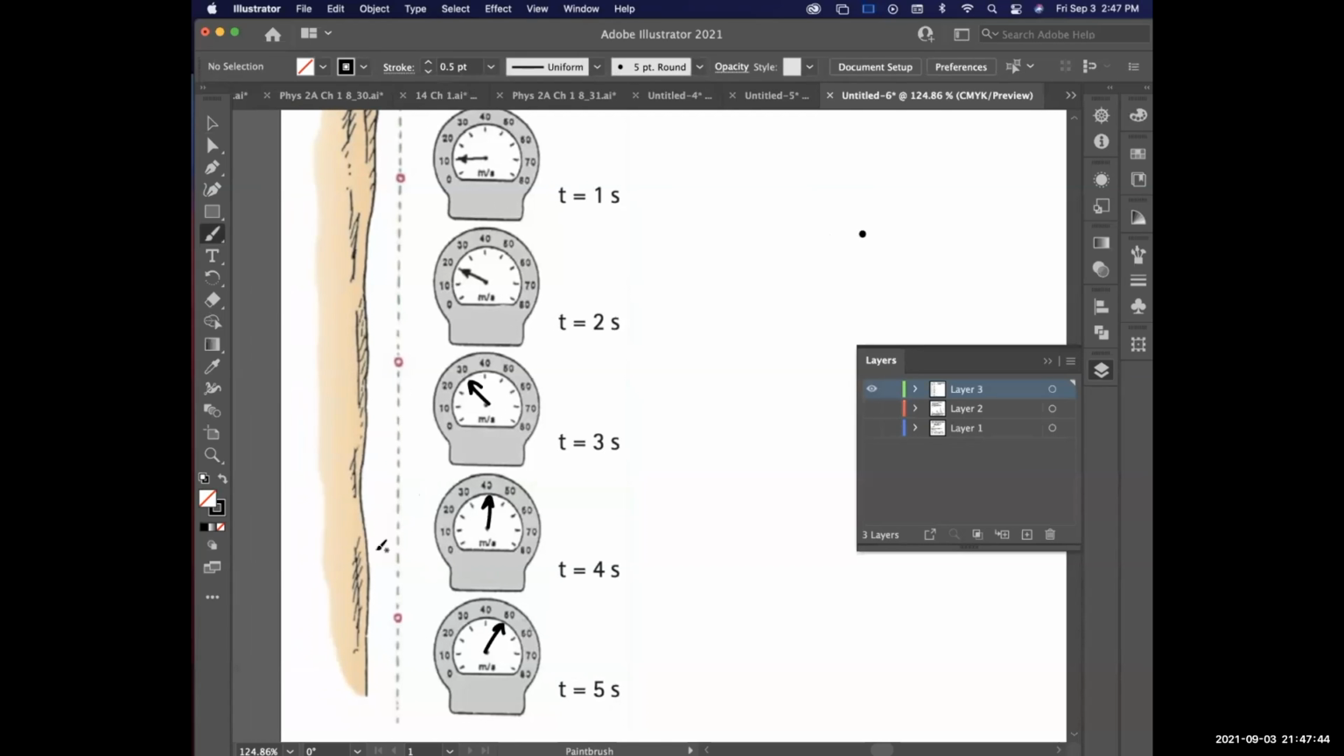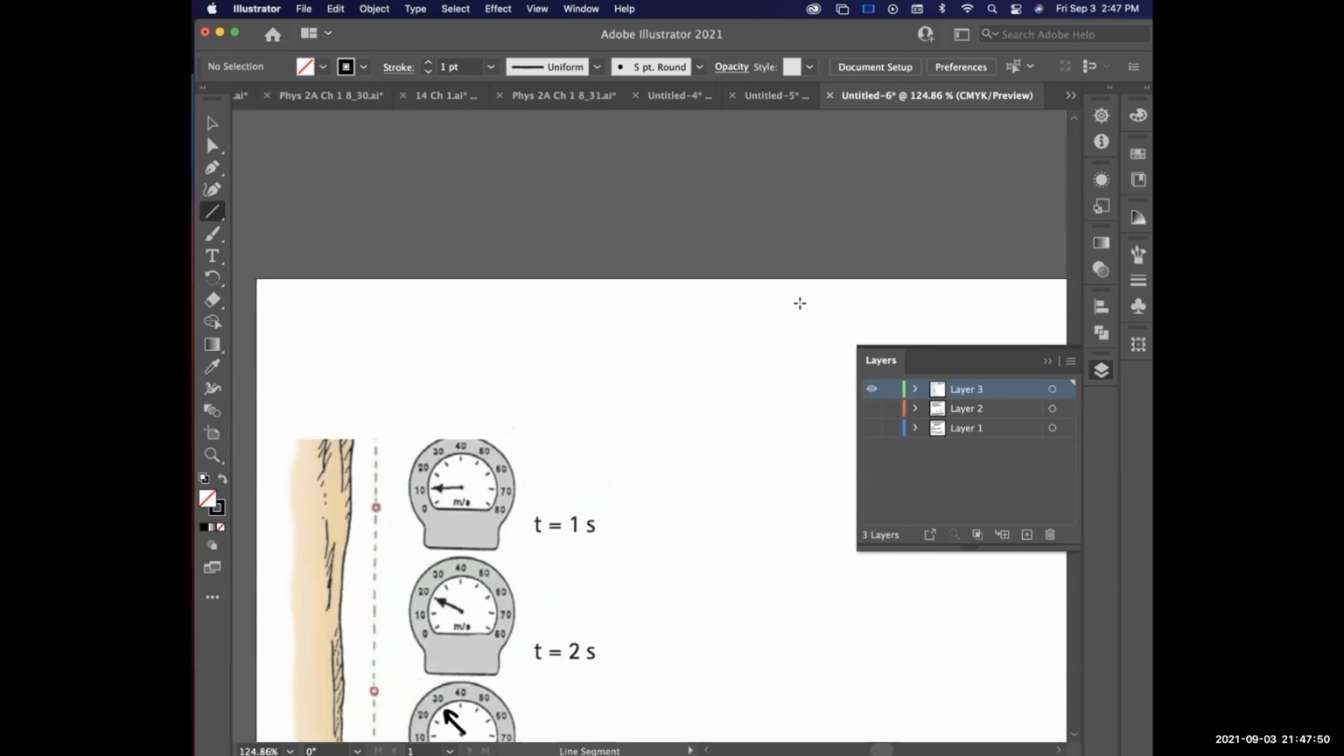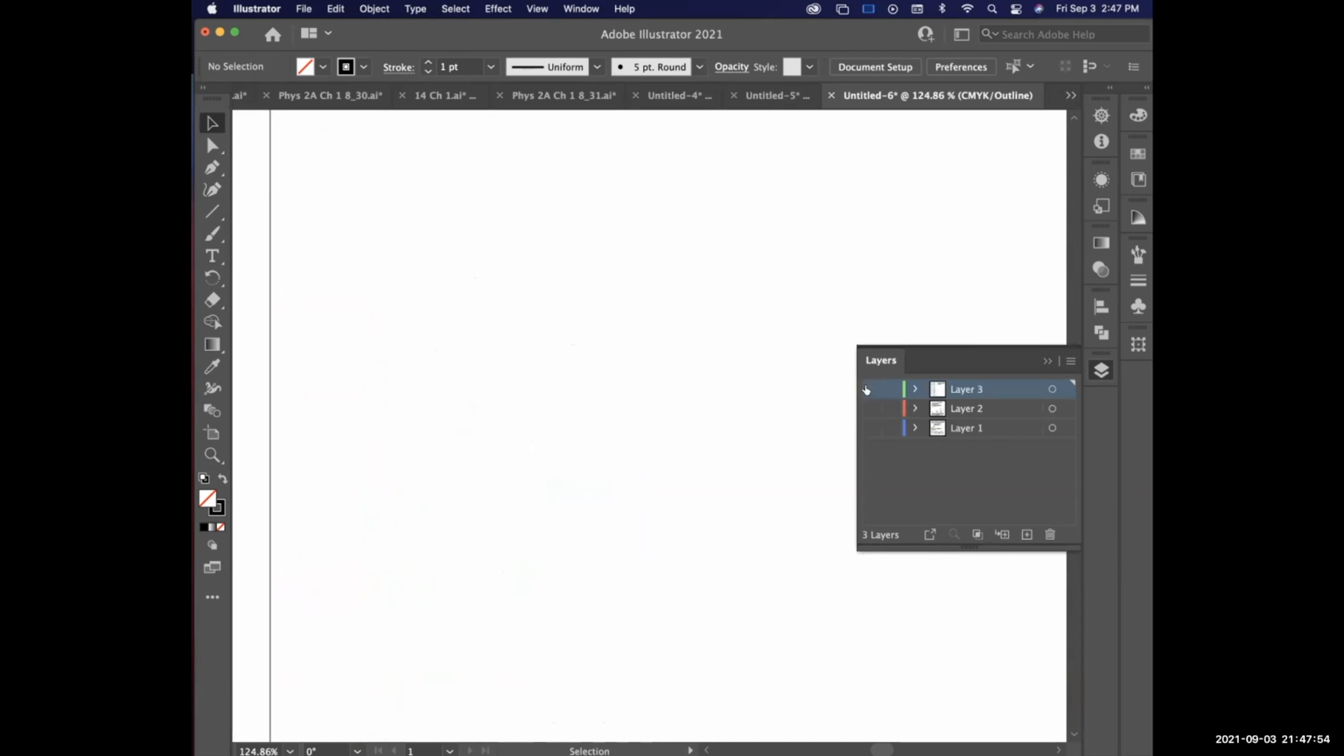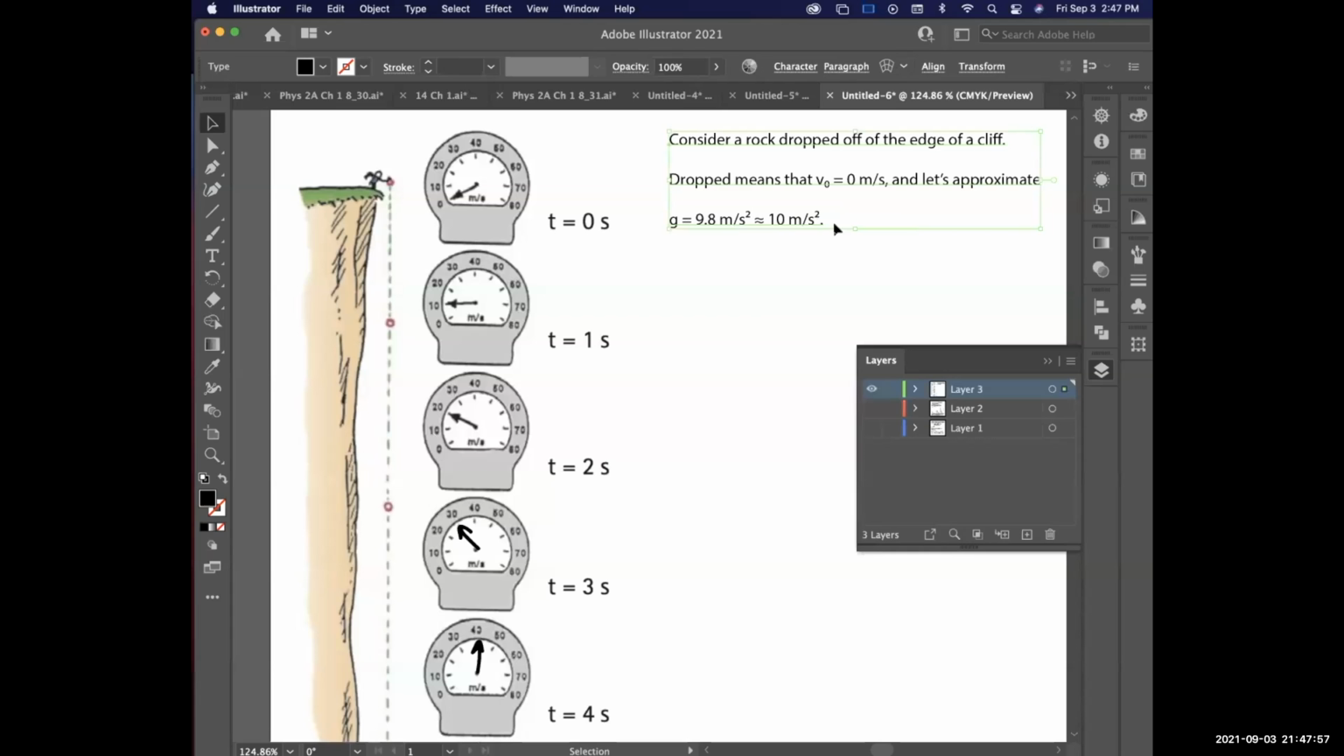And so we're assuming no air resistance right now, because air resistance makes everything messier. Hold on one second. There we go. And air resistance is negligible. How do I spell negligible?